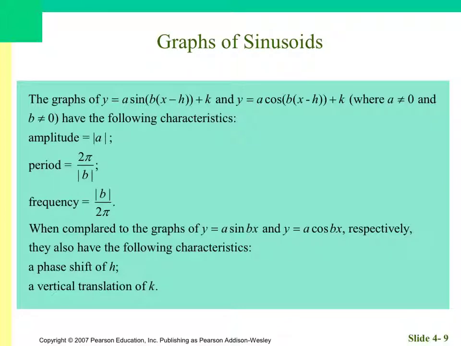Here, see, a times b(x minus h) plus k. We've seen this. Amplitude, period, frequency. Make sure we're copying these down. When compared to the graphs of y equals a times sine bx and y equals a times cosine bx respectively, they also have the following characteristics: a phase shift of h and a vertical translation of k. Alright.